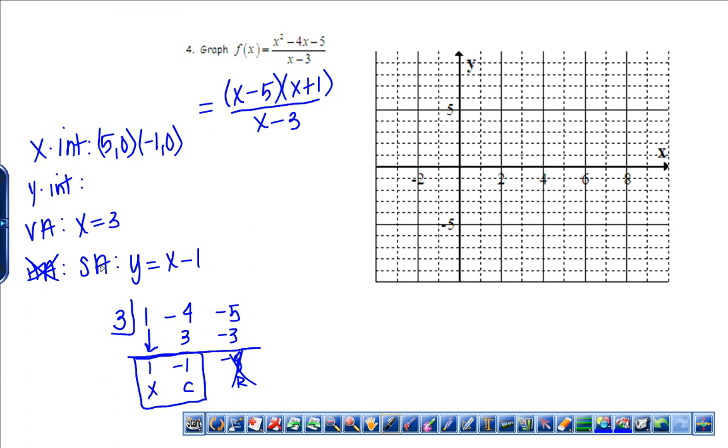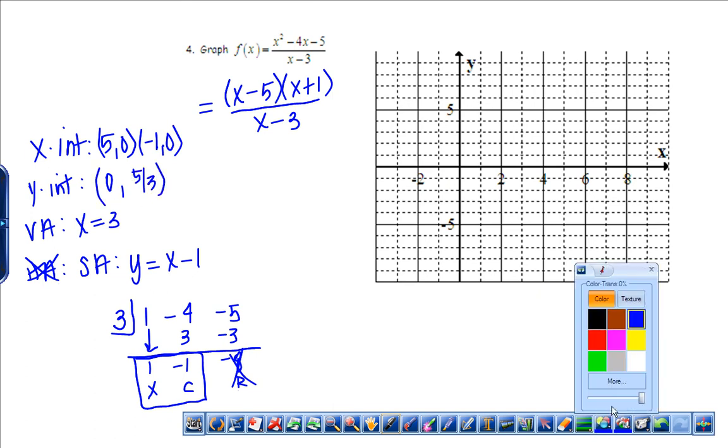Now we need our y-intercept. Remember, you plug in a 0, and I think it's easiest in the original. So that would be a -5 over -3. So this would be a 0 and 5/3.